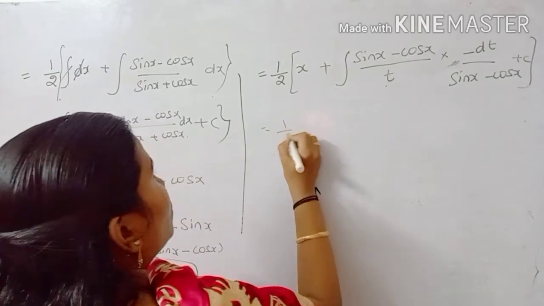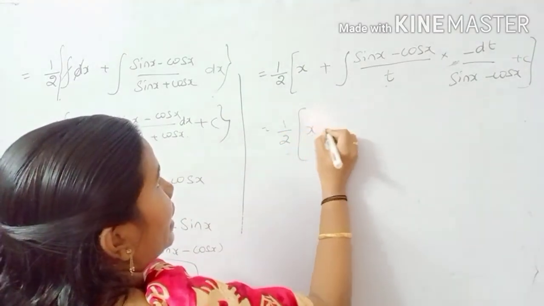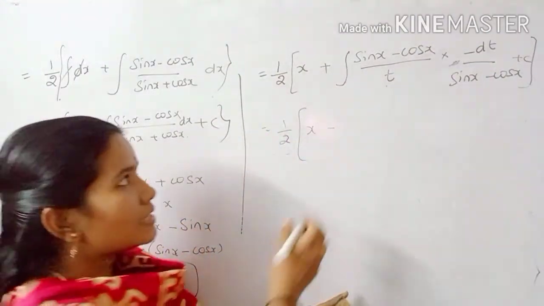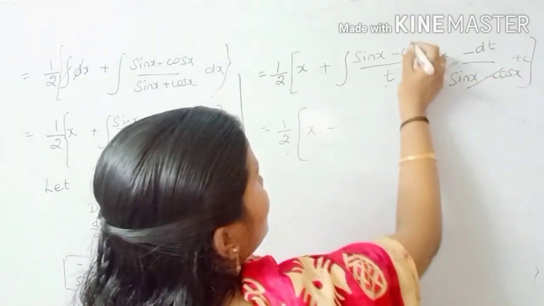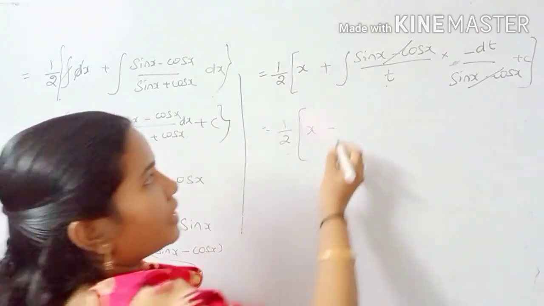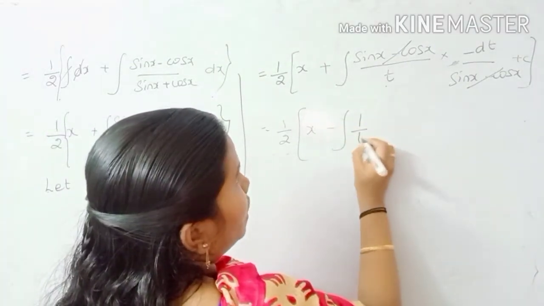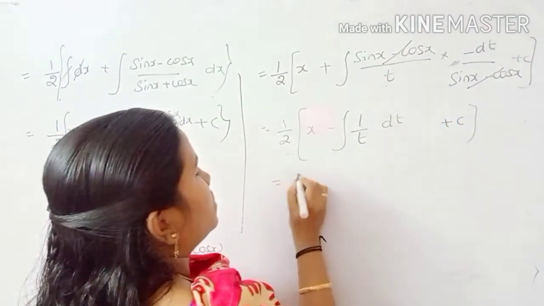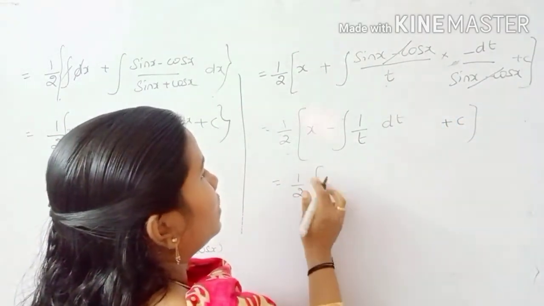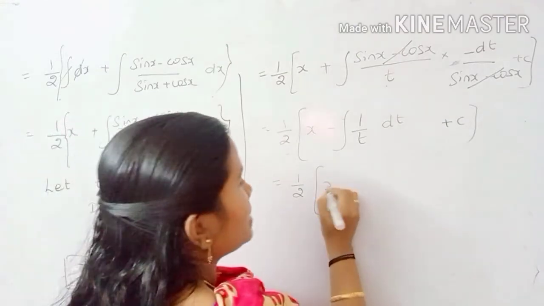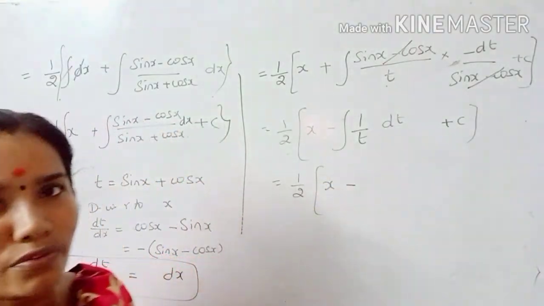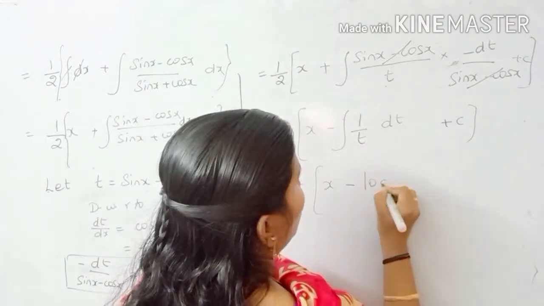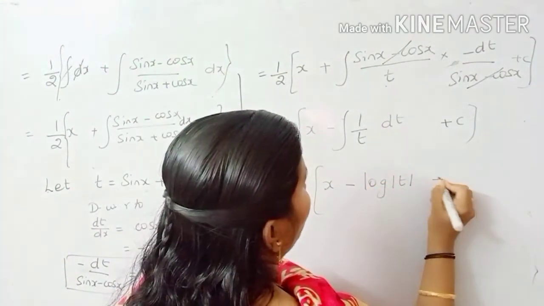So this is equal to 1 by 2 x. There is a negative sign. So plus into minus is minus, and sin x minus cos x both will get cancelled, and we are left with integral 1 by t dt. So this is equal to 1 by 2 integral x minus, so what is the integral of 1 by t? Integral of 1 by t is nothing but log mod t. So log mod t plus c.